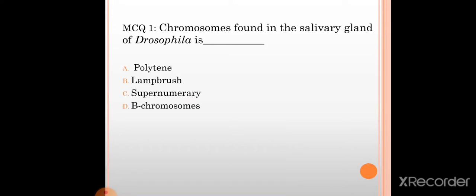Now here are a few questions, just to recap what you have learned. Chromosomes found in the salivary gland of Drosophila are called: option A, Polytene; B, lampbrush; C, supernumerary; and D, B chromosomes. What's your answer? Your answer should be Polytene chromosomes, so it is option A.